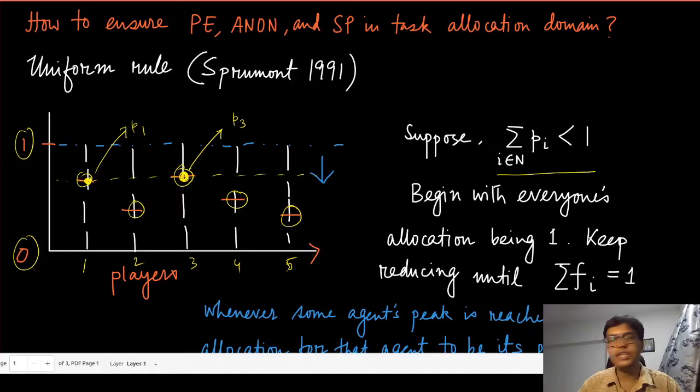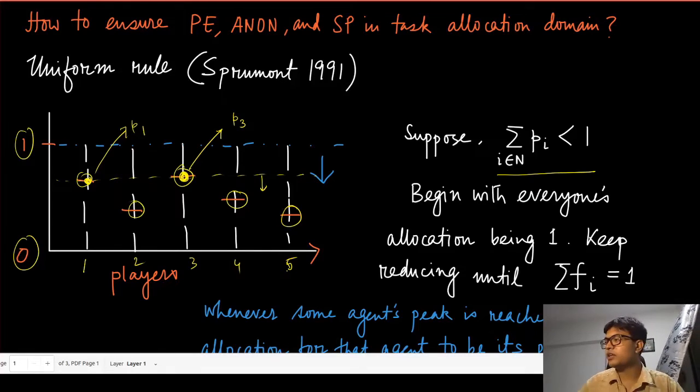So you can get the idea very simply. The thread or the water level is coming down at a uniform rate, and that's why the name uniform rule. Whenever it is hitting any of these peaks, that agent gets that peak, and for all the other agents it is that uniform level, and that uniform level will stop as long as the sum of the shares of all the agents is exactly equal to 1.